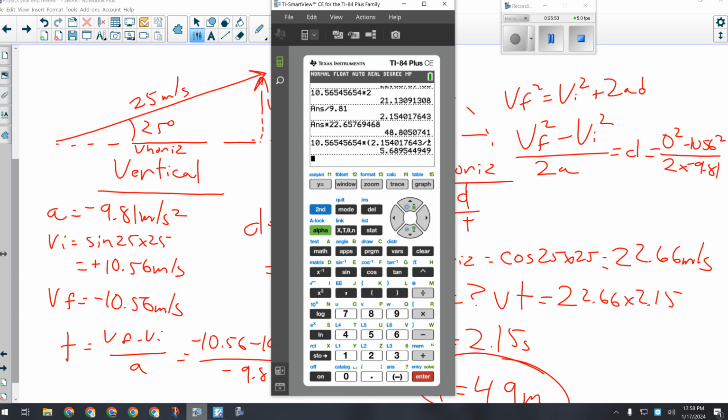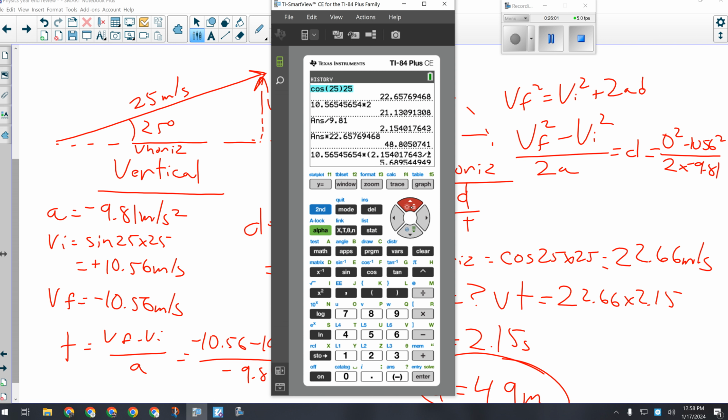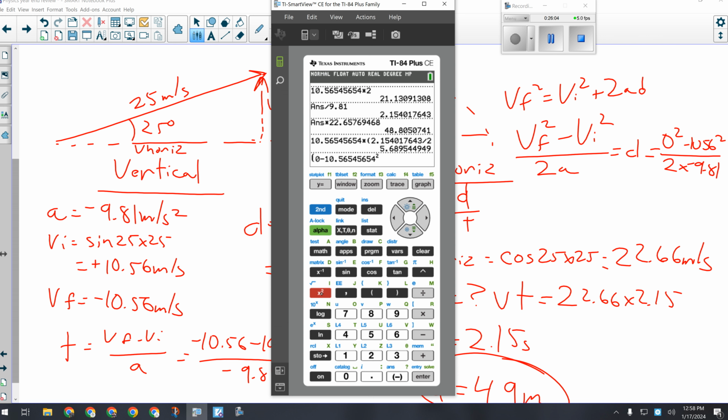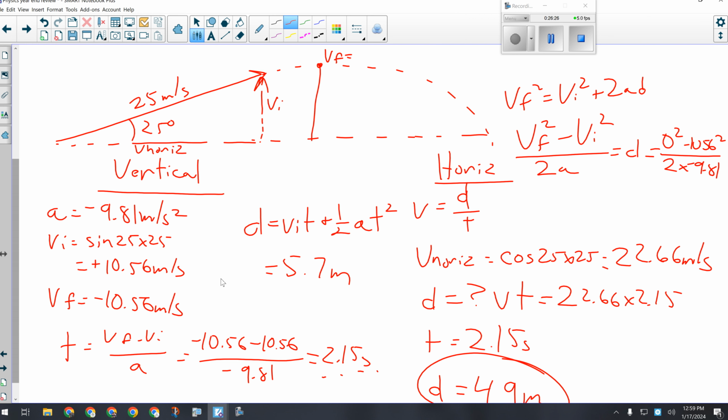Okay, so in brackets 0, because 0 squared is 0, minus that number squared, okay, divided by 2 times negative 9.81. Okay, gee, I get exactly the same number. That's a good sign. I either did it wrong twice or I did it right twice. I did it right twice. Okay. All right. So 5.7 meters. Okay. Either way will work.